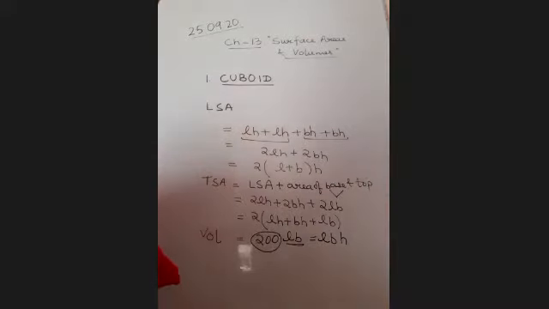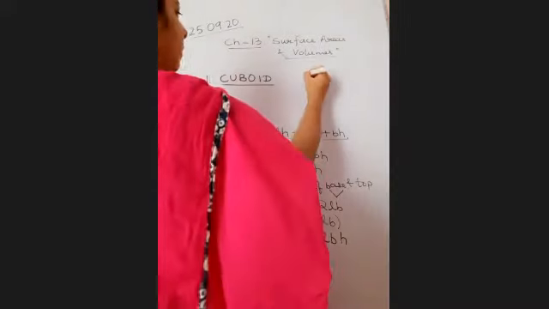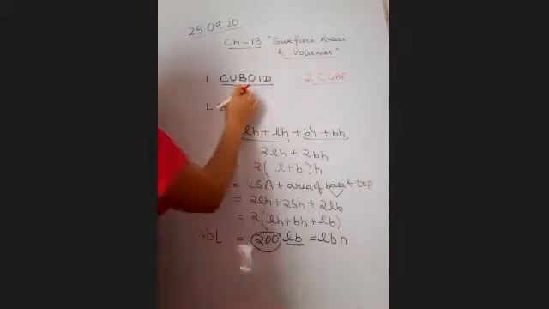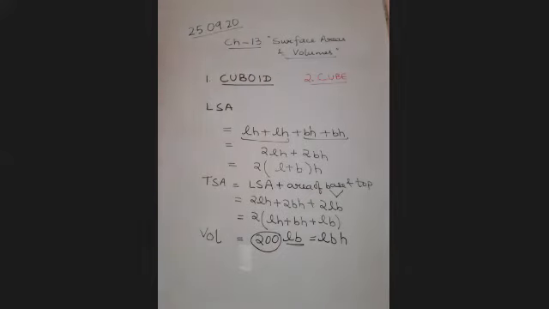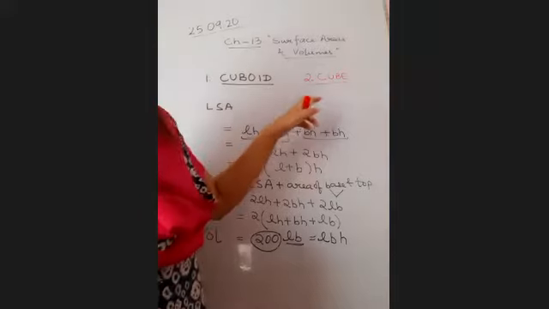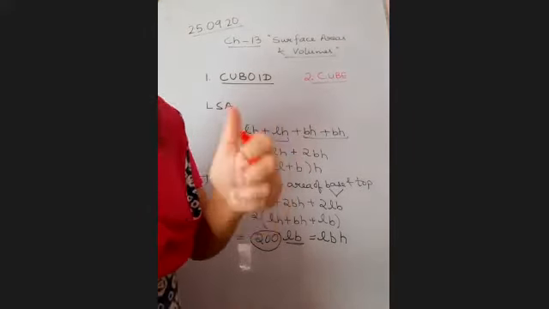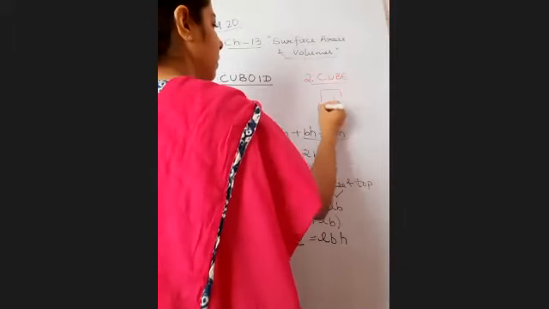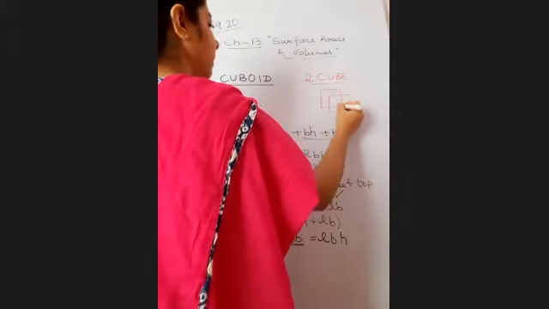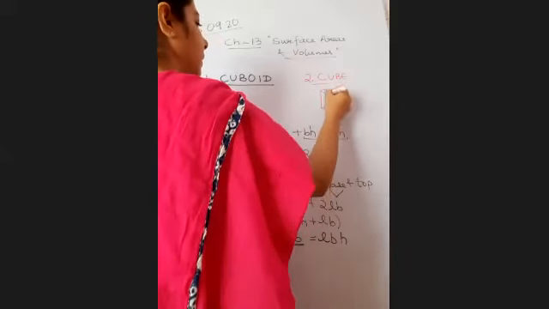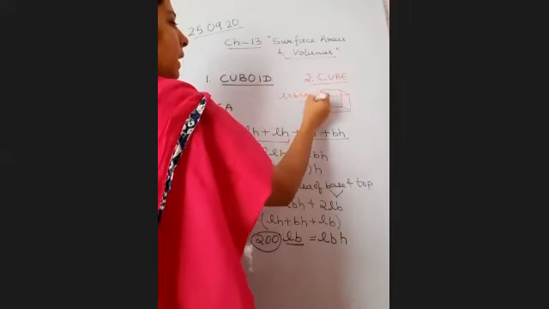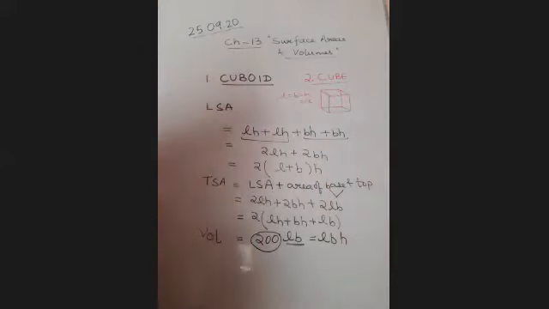You have done this formula in class 8 also, but that is how we derive it. So now the base of a cuboid is a rectangle. What is the base shape of a cube? Square. Square means L is equal to B is equal to H is equal to A. All three sides will be equal, beta.